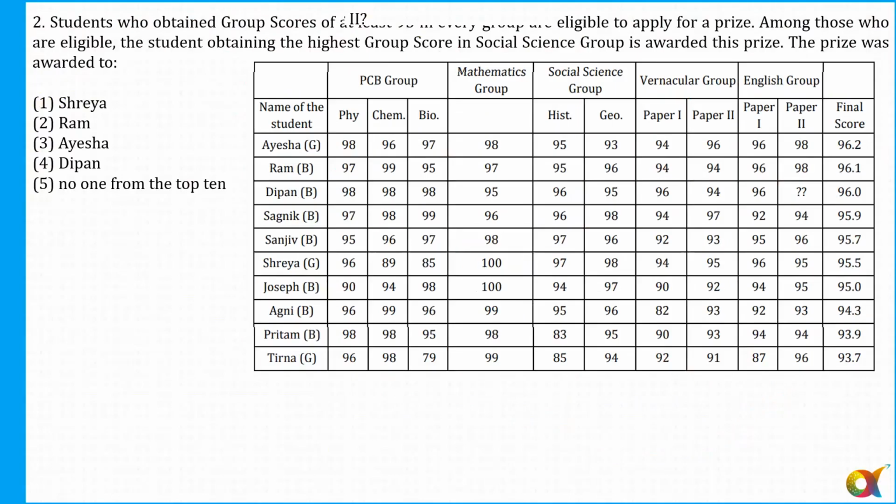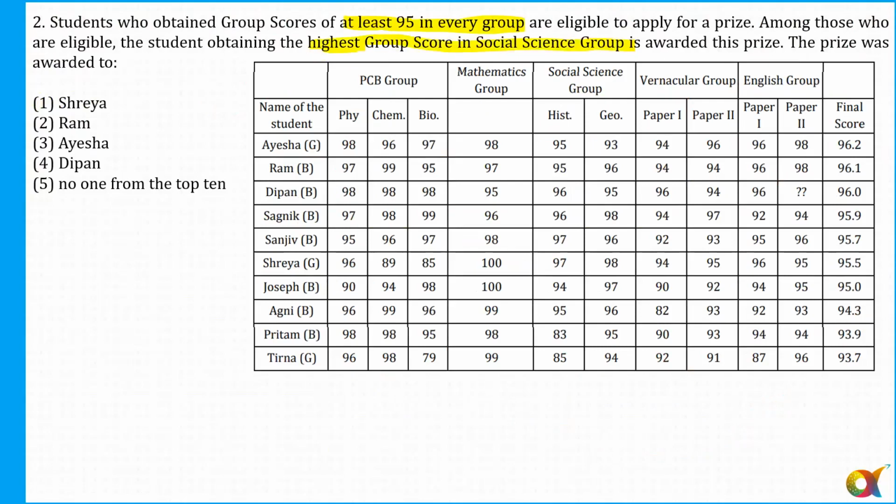Question number 2. Now in question number 2, it says students who obtained group scores of at least 95 in every group. So in every group, the average has to be a minimum of 95 to be eligible to apply for a prize. Among those who are eligible, the student obtaining the highest group score in the social group is awarded this prize.